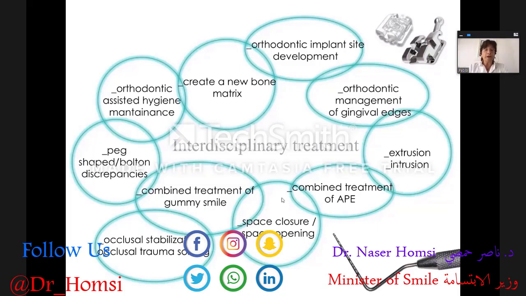So with interdisciplinary treatment, we can manage a lot of things. We can manage combined treatment with ortho and perio, ortho and prosthetic treatment. We can move the teeth into a different position in the bone, creating new bone matrix. We can also treat altered passive eruption, do extrusion, intrusion, and preparation of the posterior area for implants. A lot of things, so it's a very wide topic.